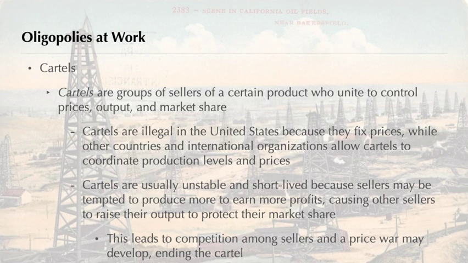Cartels often are unstable and short-lived. Members may be tempted to produce more than their agreed-upon market share in order to earn more profits. In response, the other sellers in the cartel may raise their output to protect their market share and profits. As production rises and supply increases, prices fall and competitive pressure increases among the cartel members. A price war can then break out, effectively dissolving the cartel.